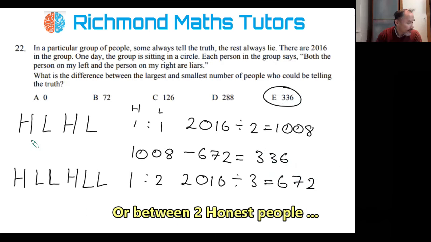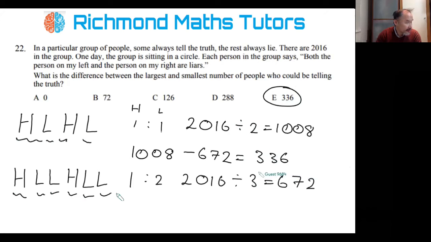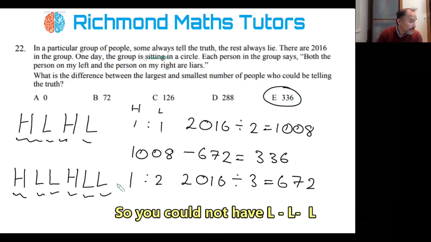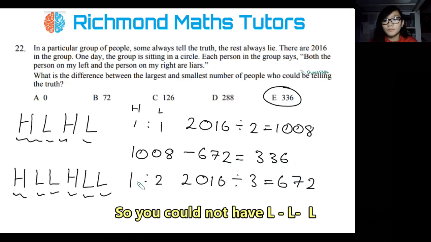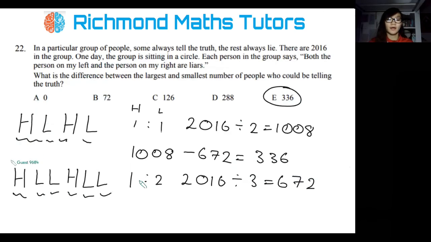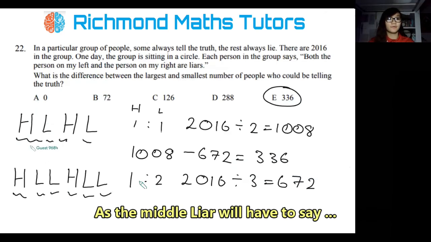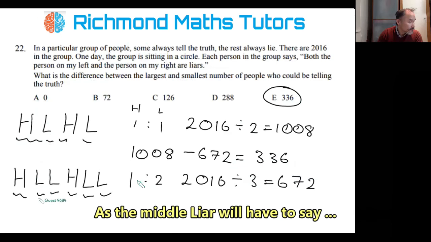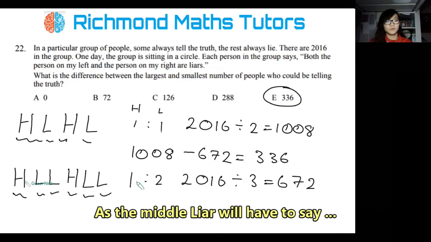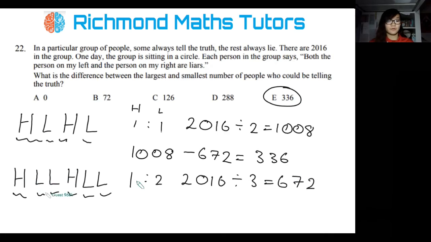Okay. And how do you get the pattern of honest, liar, and here honest, liar, liar, honest, liar, liar? Because if we had just a group of liars, we would have at least one honest person in between 2 of them, or like in the second pattern, one honest person after every 2 liars.